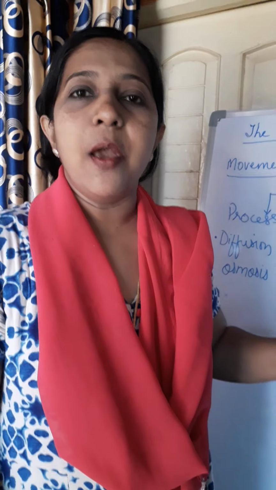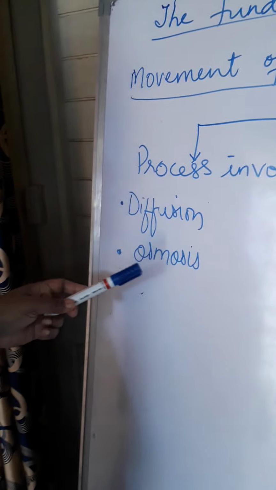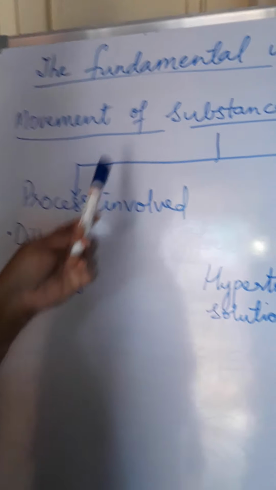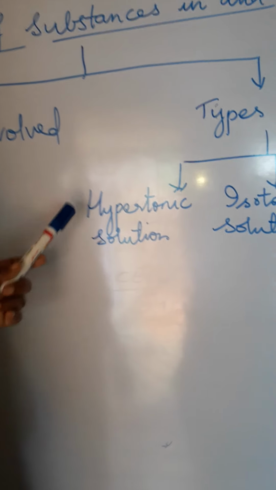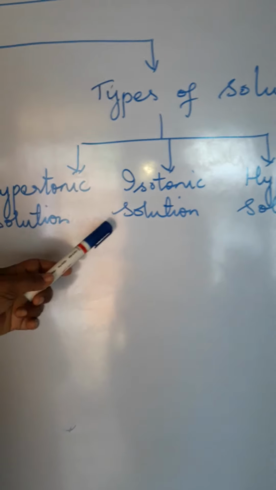So diffusion and osmosis, these are the two processes which are involved for the movement of substances in and out of the cell, because the cell needs so many important useful materials from outside also. So how will the materials from outside enter the cell? It is by two processes, that is diffusion and osmosis. And here we are going to see the different types of solutions also, that is hypertonic solution, isotonic solution, hypotonic solution. Three different types of solutions we are going to see.